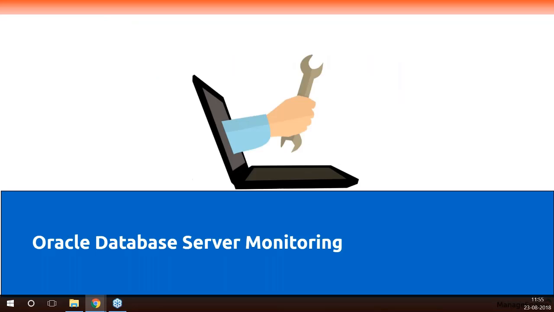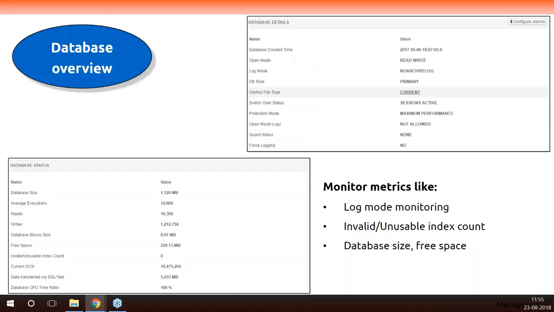Now we'll see what type of monitoring we can perform in Oracle database server. The main metric that has to be monitored is the log mode. If the log mode is set to no archive log and the database crashes, I won't be able to restore point-in-time data. So log mode monitoring is required. I need to make sure that the log mode is set to archive log for critical databases, so that if one crashes, I can restore the data.